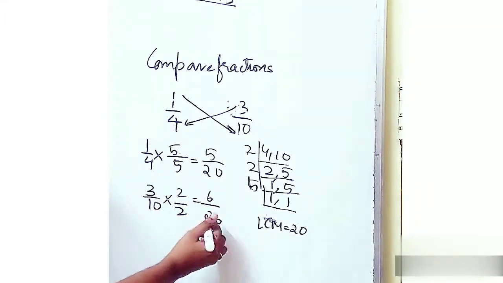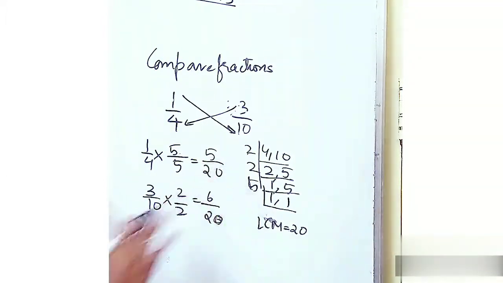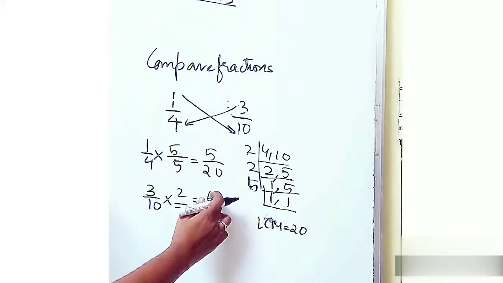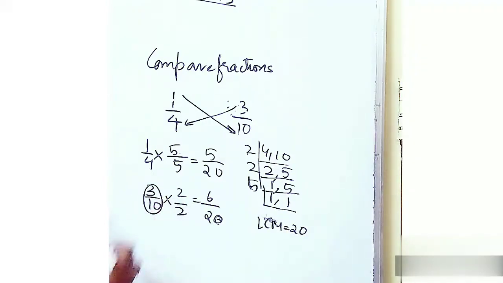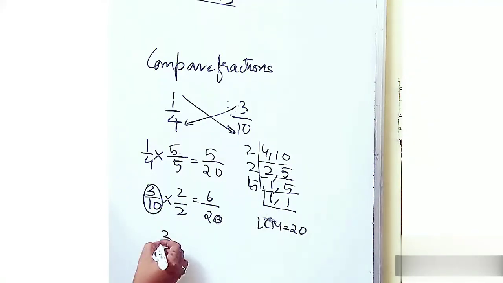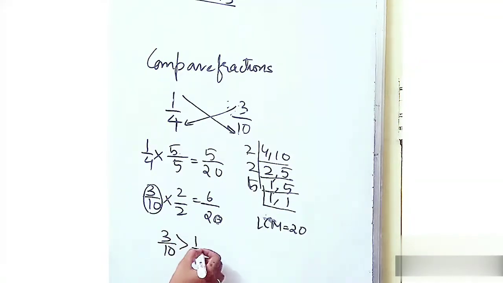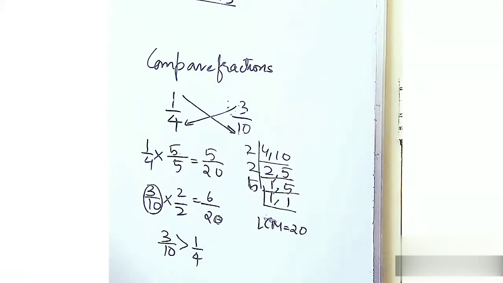Now we'll compare. Now the denominators are the same, so we only have to compare the numerators. So 5 and 6. Which one is greater? Always remember, when we compare the fractions, we have to compare the numerator, not the denominator. Now 6 upon 20 corresponds to 3 upon 10. So 3 upon 10 is greater than 1 upon 4. The last time also we got the same answer. So you can do it this way or you can do it that way. Both are correct. So this is all about the fractions, students.